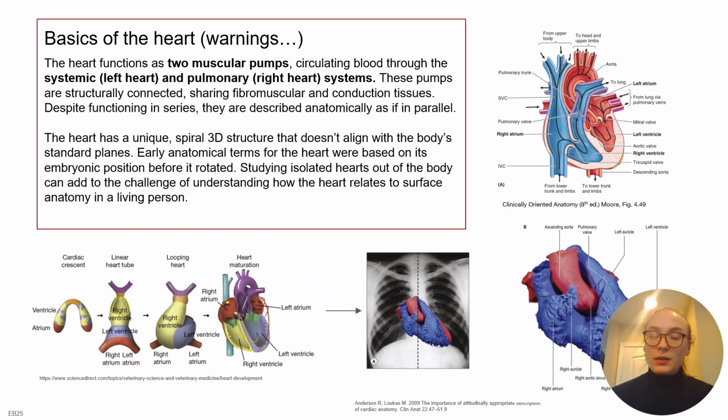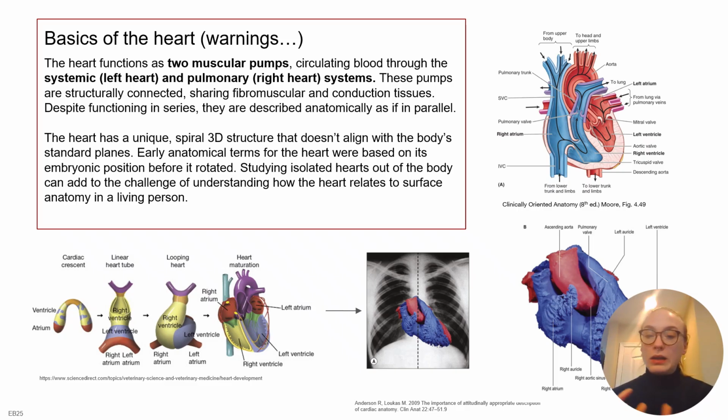Before rolling into this, just a basic warning about the heart. Its shape is kind of funky. It doesn't have a standard left and right when you look at it in anatomical position. It's kind of twisted and contorted, and this can be really confusing. So it's easier to look at it as two muscular pumps that are together. It is one organ, but it's essentially these two muscular pumps where the left would be the systemic, circulating blood through the body, and the right would be the pulmonary, which would be circulating blood from the heart to the lungs. So they're structurally connected, but they're separate pumps.